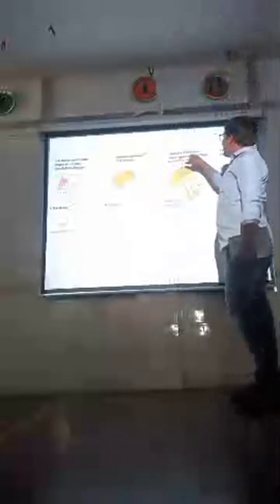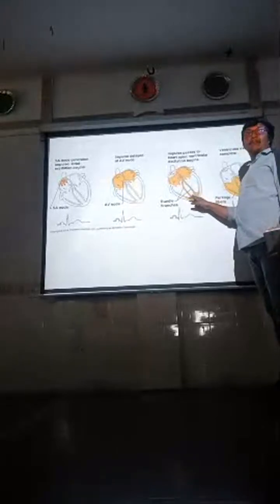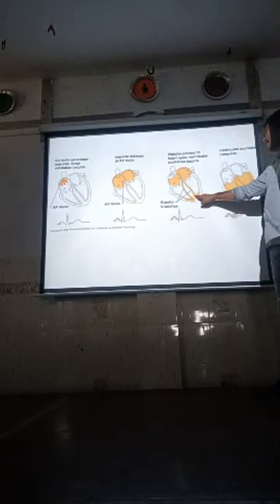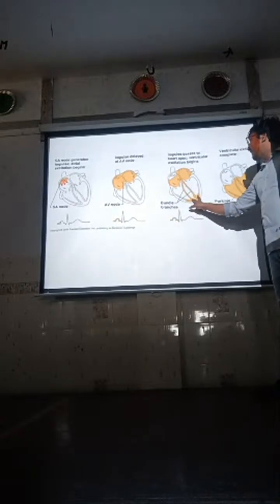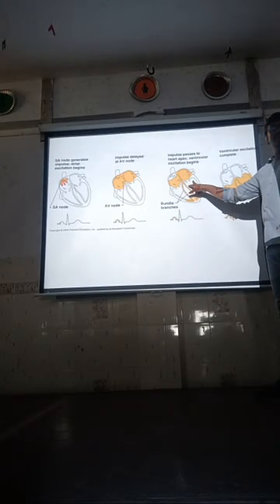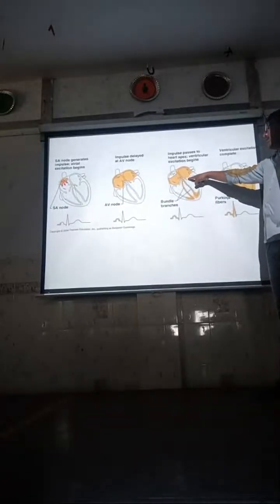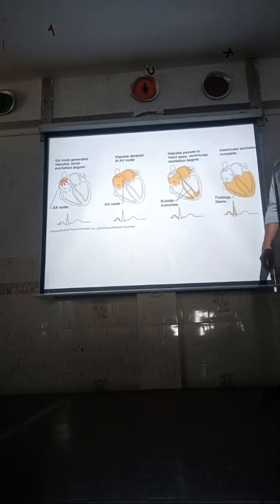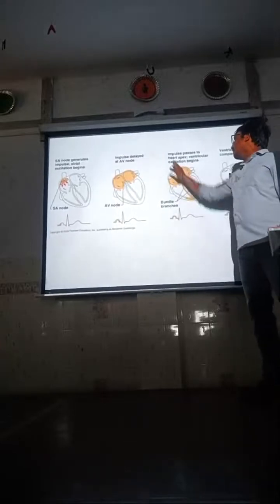Now, the impulse passes to the apex of the heart and ventricular excitation begins. From the bundle of His, the impulse is passed to the apex of the heart. From the apex, the excitation of the ventricles will begin. It won't start from the atrioventricular septum. It will start from the apex of the heart, because the heart has to contract from here and the blood has to be expelled like this.